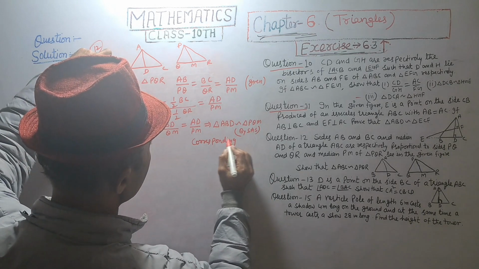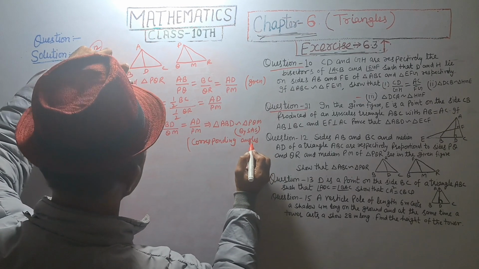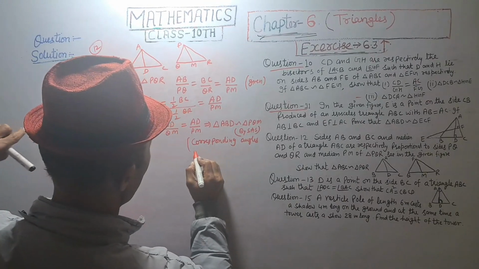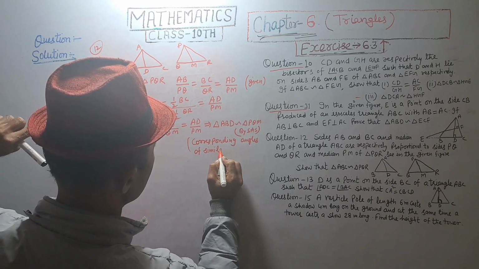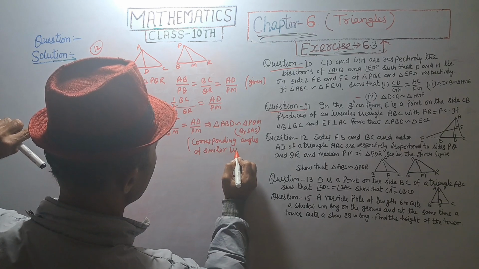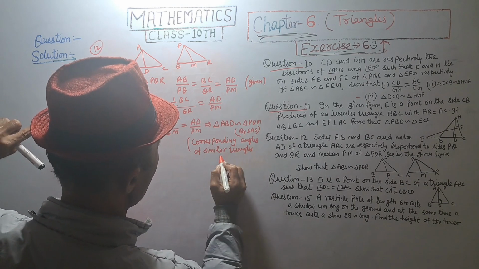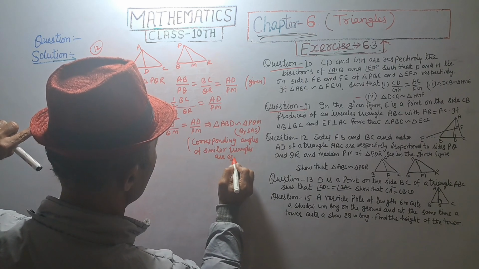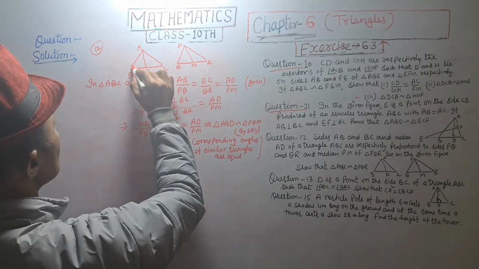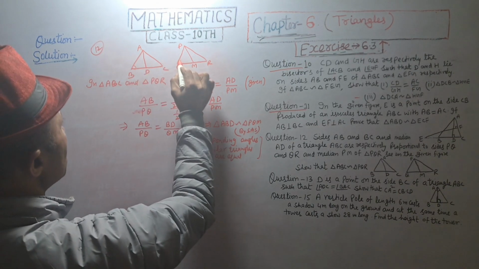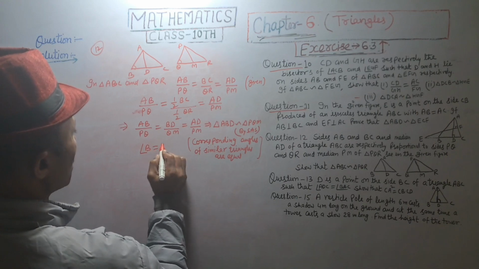Corresponding angles of similar triangles are equal. So angle B is equal to angle Q.